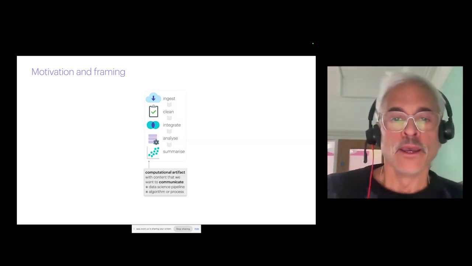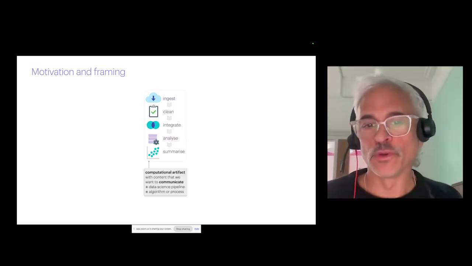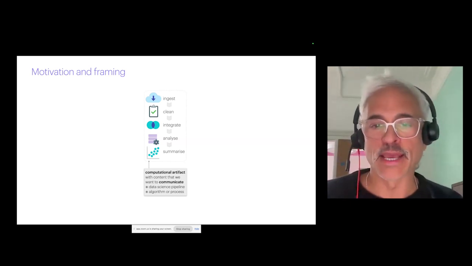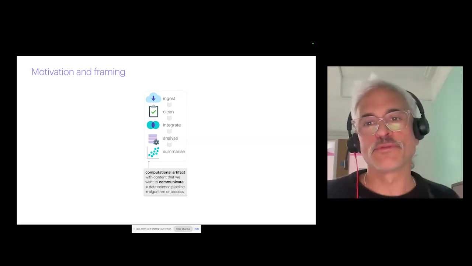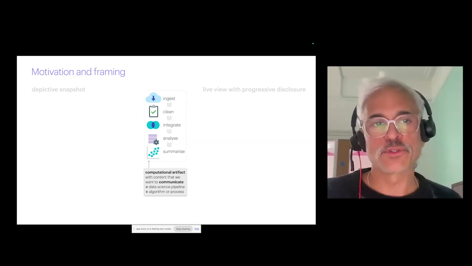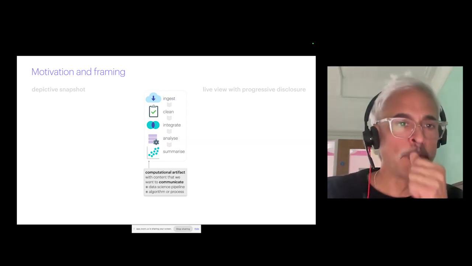Okay, so I said I'd come back to the framing and motivation at the end. So imagine we've got a computational artifact with content that we want to communicate. So this might be a data science pipeline, or it could be an algorithm or process that we want to explain. So I want to contrast two different ways that we might go about that. So the first I'm calling a depictive snapshot, and the second I'm calling a live view with progressive disclosure.